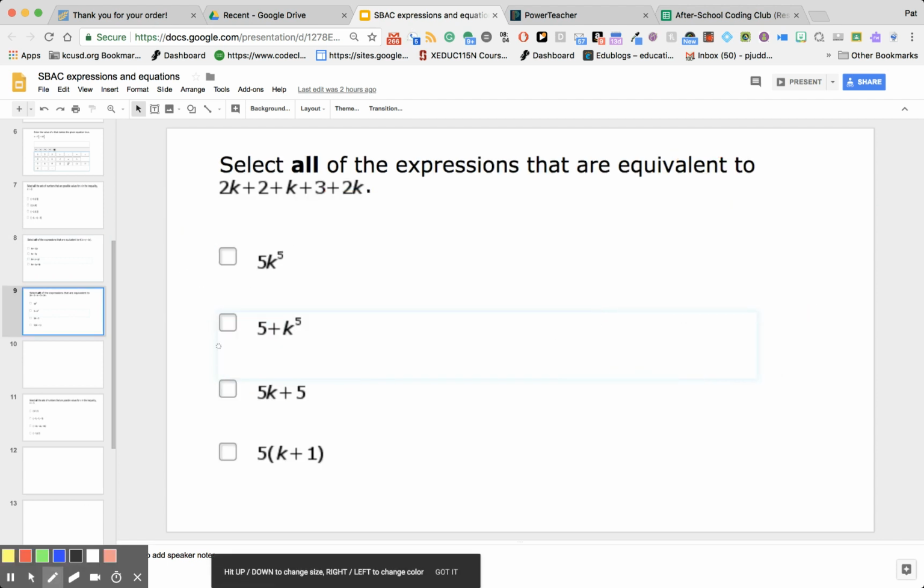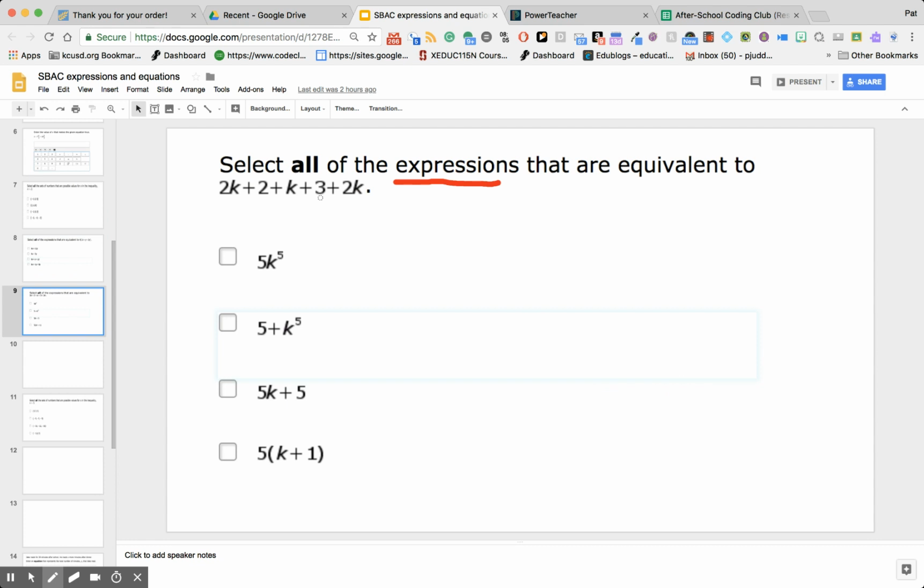This is similar. Select all of the expressions. Again, notice you have checkboxes. That means there's more than one correct answer. That are equivalent to 2 times k plus 2 plus k plus 3 plus 2 times k. And you are not having to distribute anything, but you do need to decide which of these are correct. So again, you're going to label A, B, C, D. And you're going to decide which one of these expressions are equivalent to this one here. Take 2 minutes, pause the video here, check back in at the end of 2 minutes. Go.